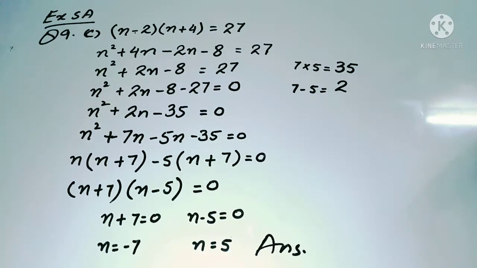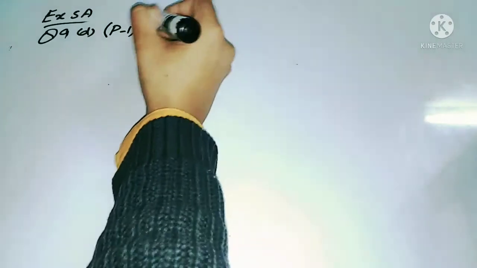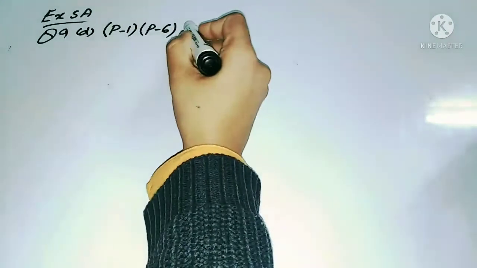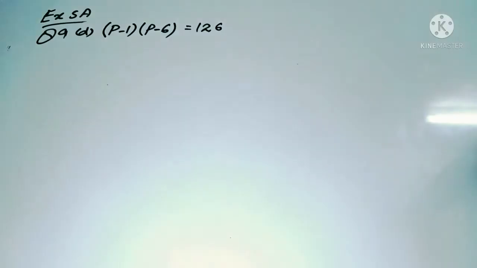Now let's move forward to part D. Okay, so now part D is (p minus 1)(p minus 6) is equal to 126. So here again the same question as we have done in part C, that the two brackets are multiplying, so we are going to multiply them.